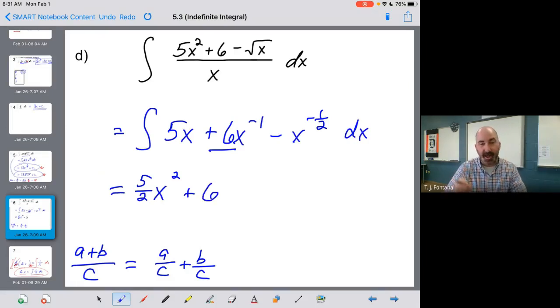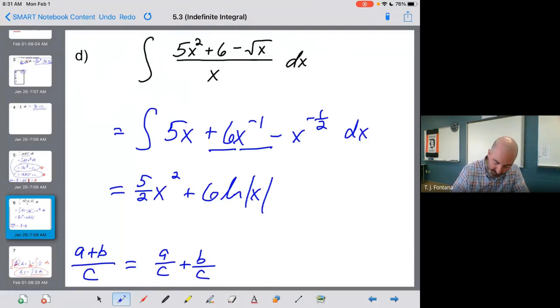What function has an antiderivative of x to the negative first, or 1 over x? You guys just told me. Natural log of x. Technically, there's an absolute value around that. We will get into that later on in this chapter. Don't worry about it too much right now. And last one then, this is a fun one. Antiderivative of x to the negative 1/2 power. Start with x, raise the power by 1, and it becomes what?